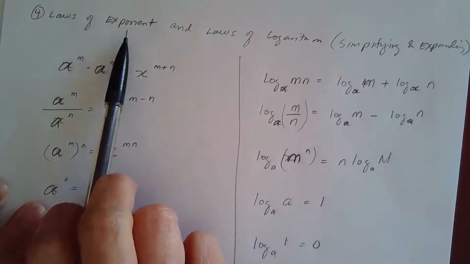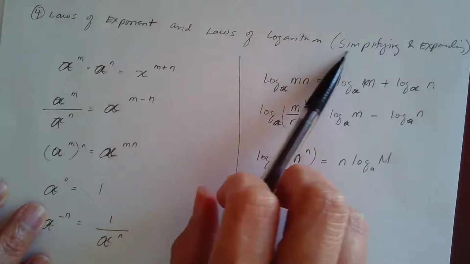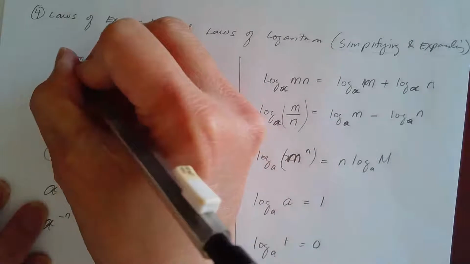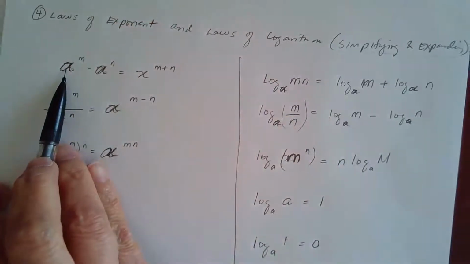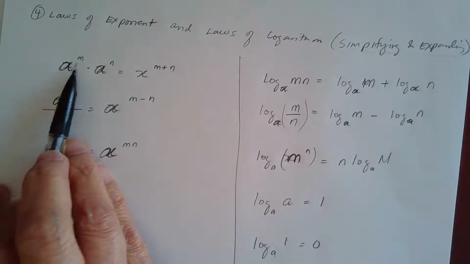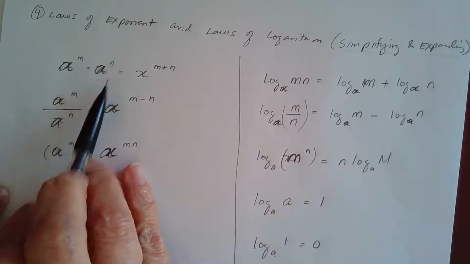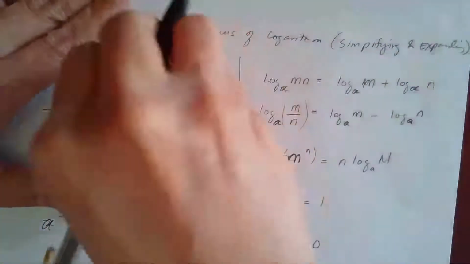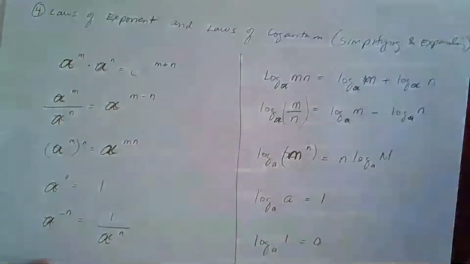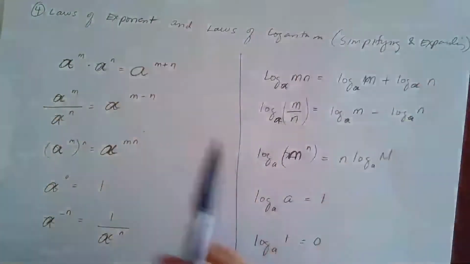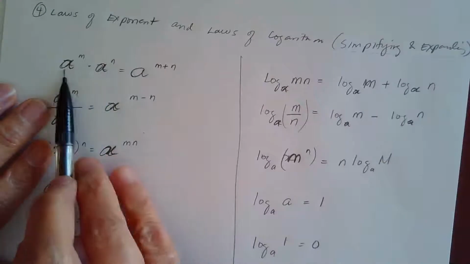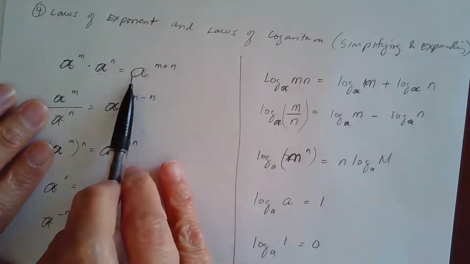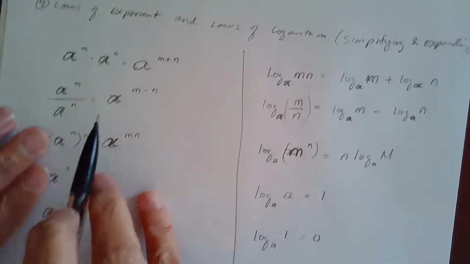And then over here, I actually put them side by side, laws of exponent and laws of logarithm. We talked about simplifying and expanding. So here, we're looking at a to the m times a to the n. I changed my base to a earlier. So what do we do when we multiply powers? We add the exponents. That gives us a to the m plus n.